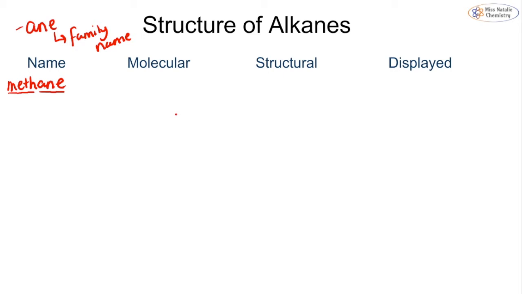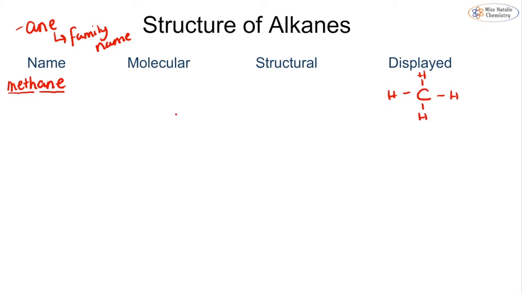So we're going to go from the name and we're going to go to the displayed formula, because that's actually the easiest to work out, and then you work your way back to the molecular or the structural formula. So you have your 1 carbon, and it should be completely saturated, meaning it has only single bonds, and we have then 4 hydrogens surrounding the carbon, and that is the displayed formula for methane.